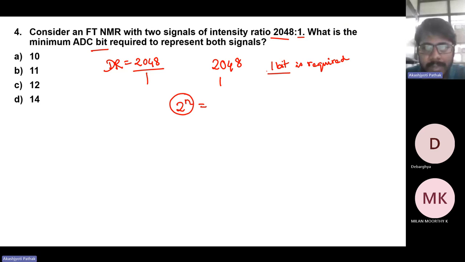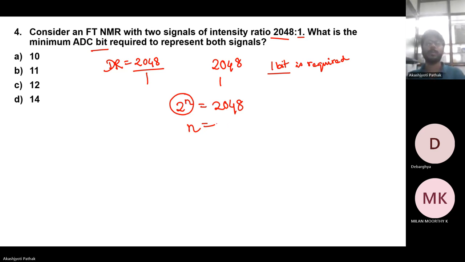Okay, leave this one bit, because this bit is being utilized not for storing the signal. So you can consider 2 to the power n number of bits. So 2 to the power n is 2048. So now you can calculate n. So what will be n? n will be 11. Okay, n will be 11.